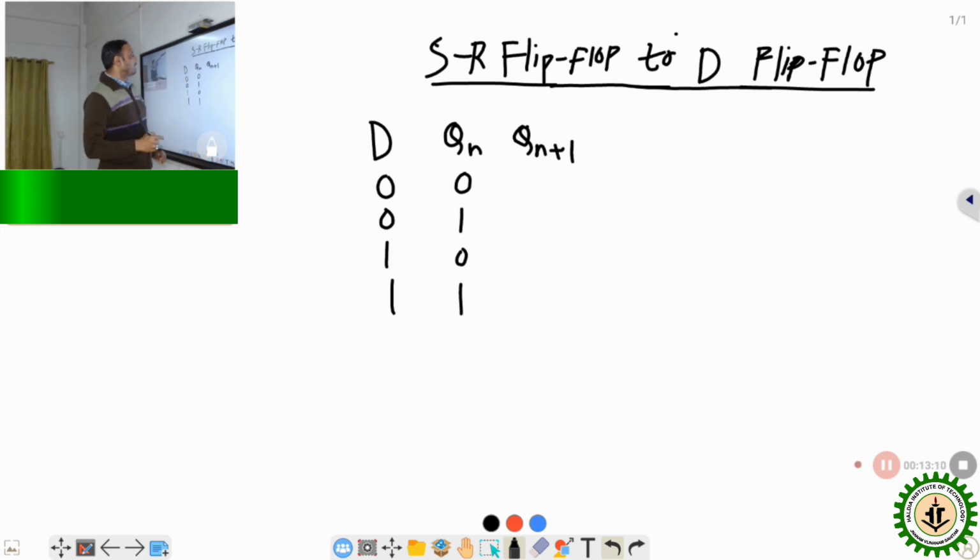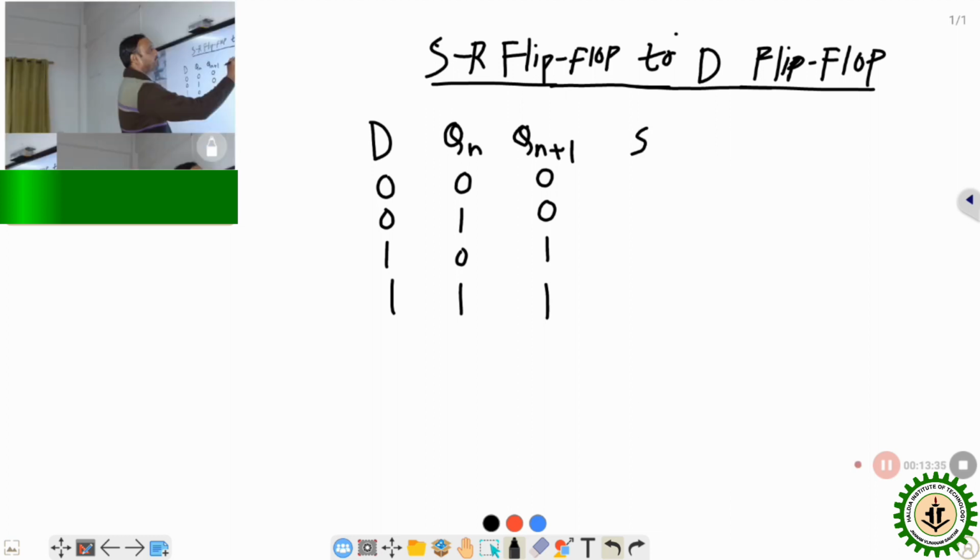Now whenever the input is 0, then the next output will be 0 after giving trigger. So 0 0 1 1. So the next output will depend on the value of D, that we know. So this is the characteristics table of D flip-flop. Now what will be the excitation input of S and R?